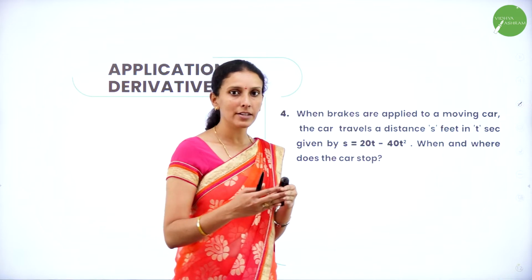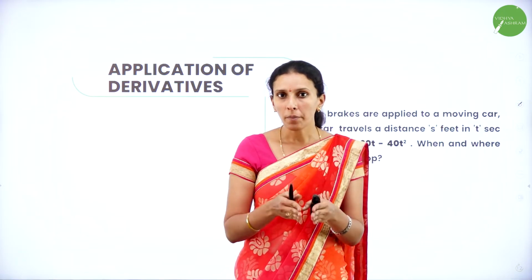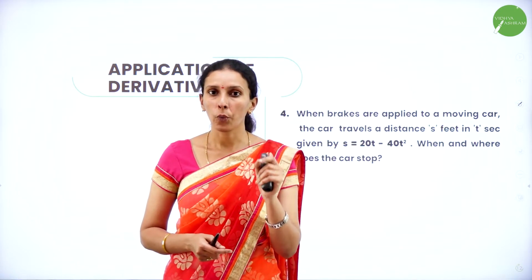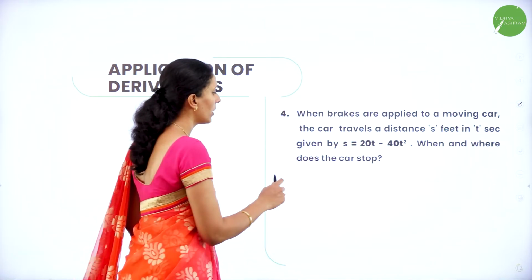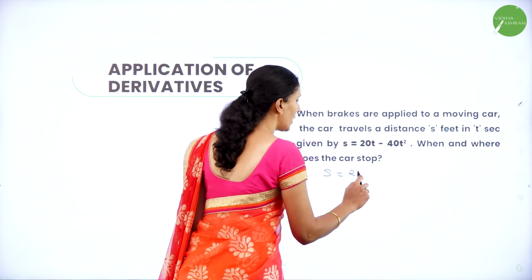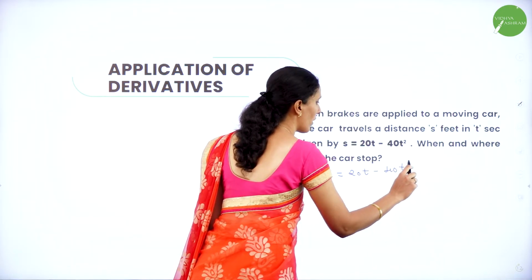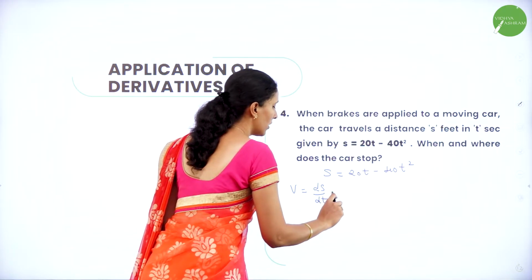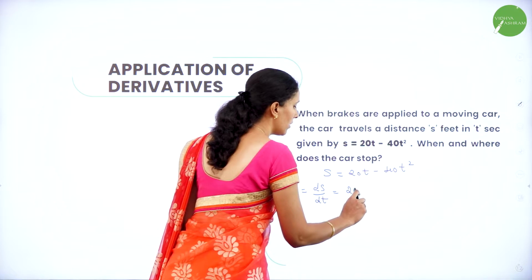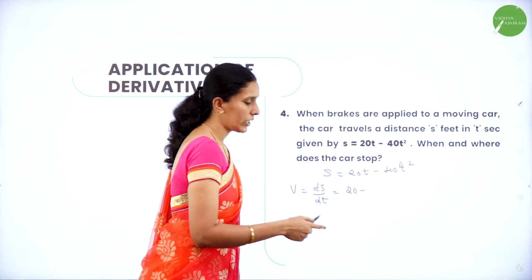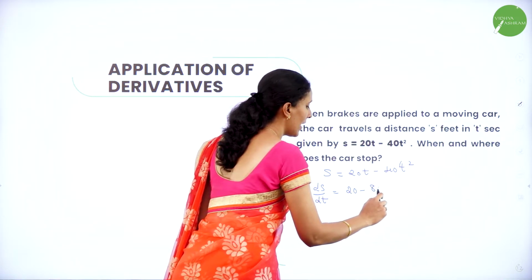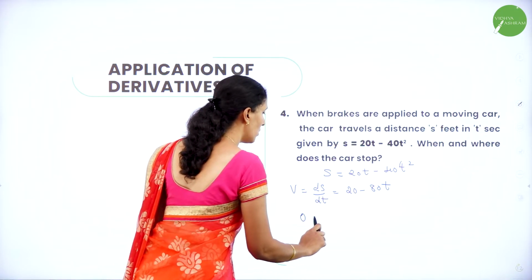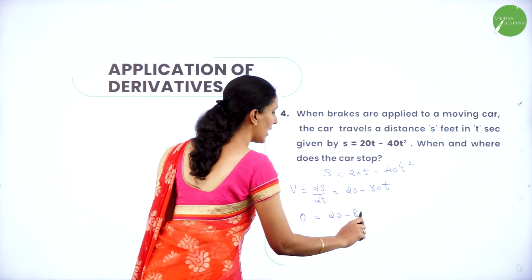While a car is moving with certain velocity, when you stop the car, it reaches the final velocity. For the final velocity, we take v is equal to 0. So, therefore, here displacement is given as 20t minus 40t square. Let us find v. v is nothing but ds by dt. Here when you differentiate t, you will get 20. Here when you differentiate t square, you will get 2t. 2 into 40 is 80t. Now since the car stops, v becomes 0. So we are left with 20 minus 80t.